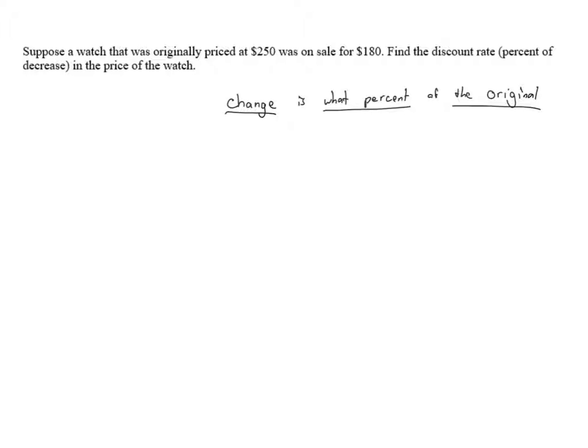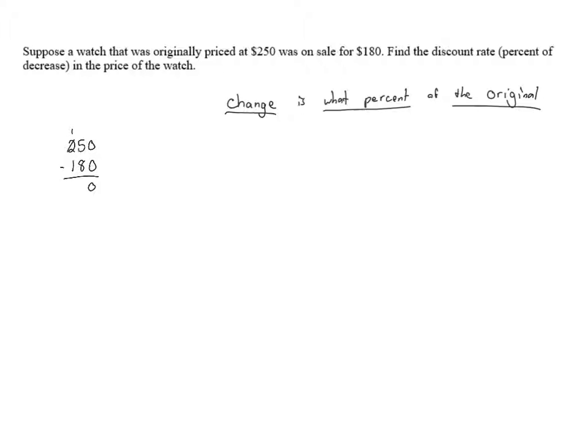So in this problem, the first difficulty is that the change is not a value that we're given directly. We're given the original price and we're given the sale price. To find the change, we actually have to take the difference there. We have to take the original price, $250, and subtract the sale price to figure out what the difference is in the two prices, which represents the change.